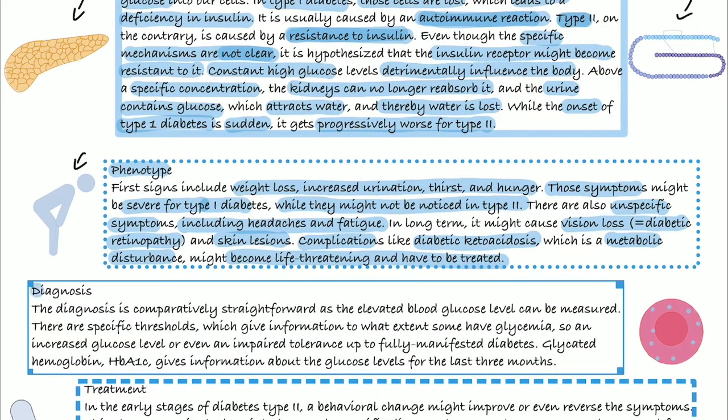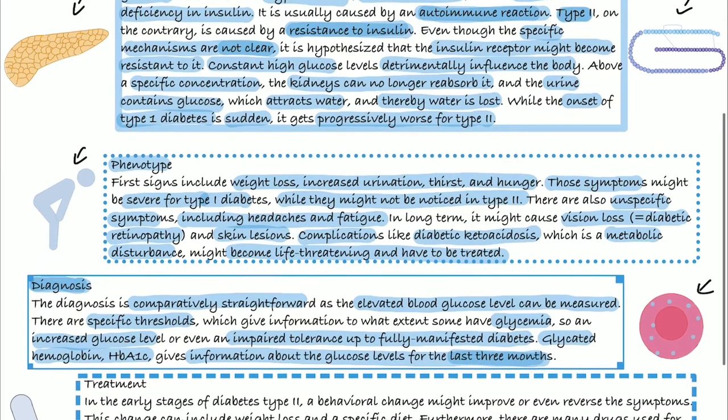Now, when we're talking about diagnosis, it's comparatively straightforward as elevated blood glucose levels can be measured. And then there are specific thresholds which give information to what extent someone might have a hyperglycemia, which is an increased glucose level, or an impaired tolerance, up to the fully manifested diabetes. Glycated hemoglobin, which is called HbA1c, gives information about the glucose levels for the last 3 months. And here you see the hemoglobin with its glucose.